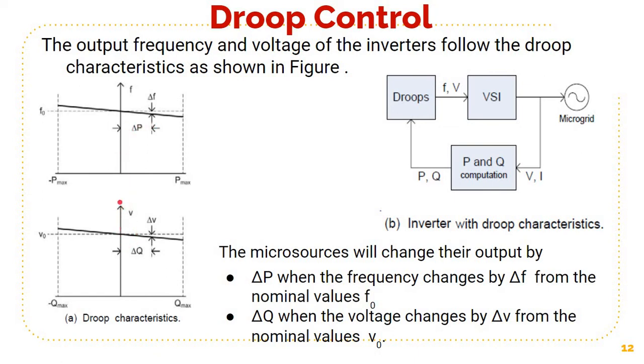Similarly, whenever there is a change in voltage delta V from the nominal voltage, the microsources will change their output by delta Q. So basically you should understand, a change in frequency is followed by the microsource changing the active power by delta P, and a change in voltage delta V is followed by the microsources changing its reactive power by delta Q.